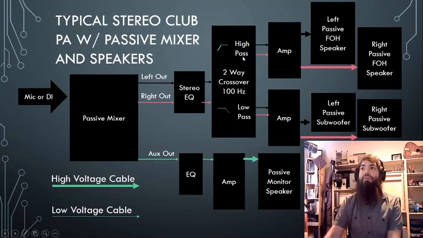So the high pass signal, we're going to output to an amplifier. That amplifier then is going to output that high voltage speaker level to our passive speakers. We also have an amplifier out of the low pass that is going to be used to power the passive subwoofers. And again, the same, our aux outs are going to go to an EQ. The EQ will hit an amplifier. The amplifier will hit a passive monitor or speaker.